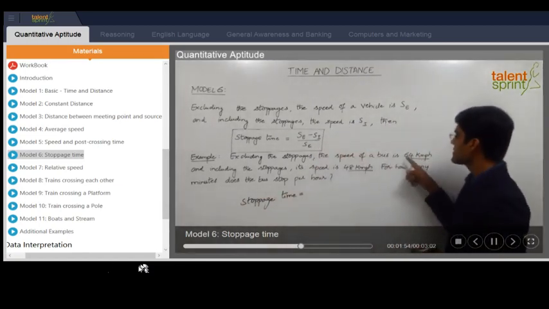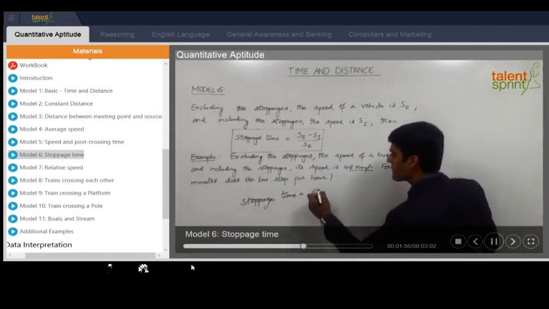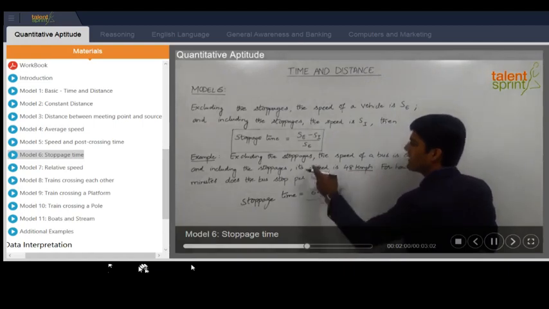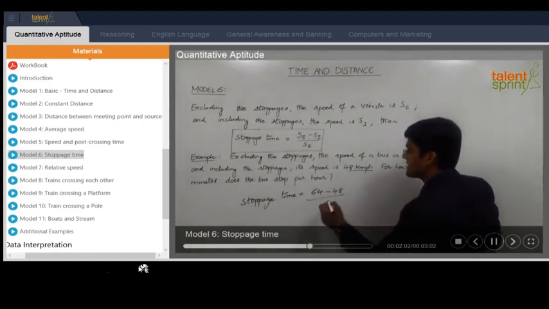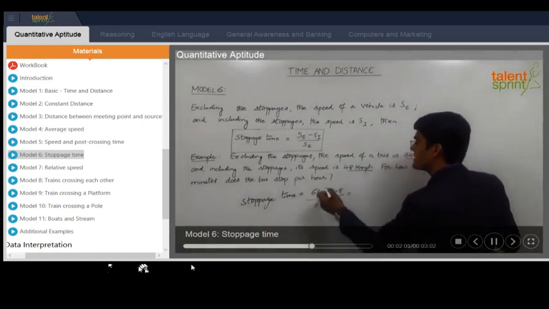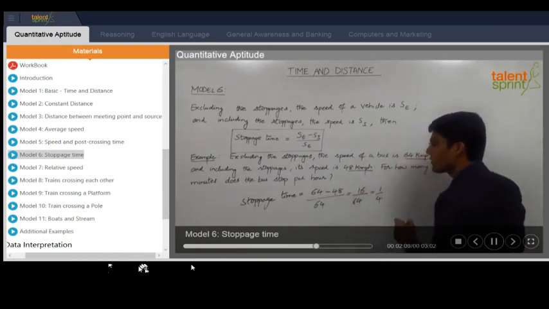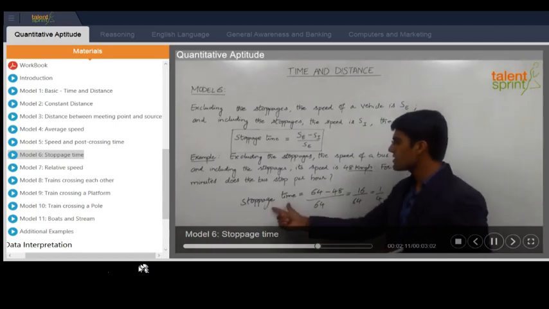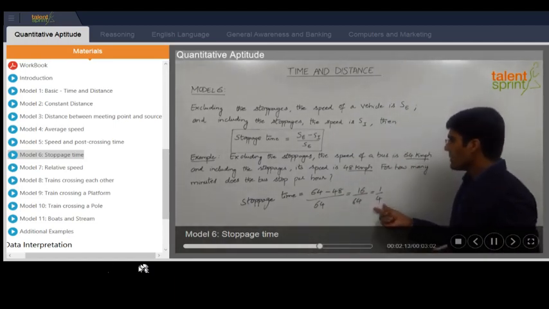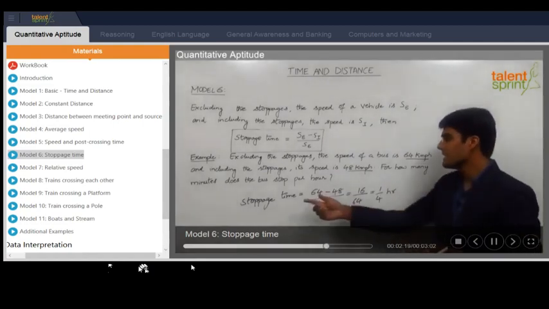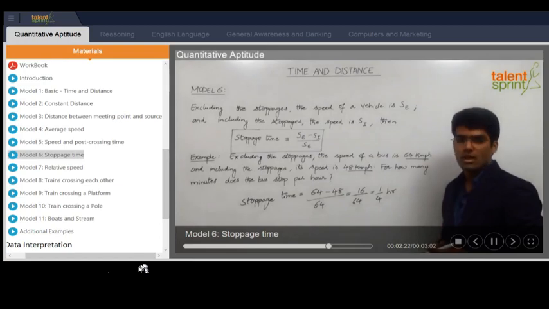So speed excluding stoppages is 64 minus speed including stoppages is 48 divided by speed excluding stoppages is 64 again. So this comes out to be 64 minus 48, 16 by 64, which is 1 by 4. So here very clearly the stoppage time is 1 by 4. Now because the speed is given in kilometers per hour, this is 1/4 of an hour or 1 by 4 hours. So we can say that the stoppage time is 1 by 4 hours.